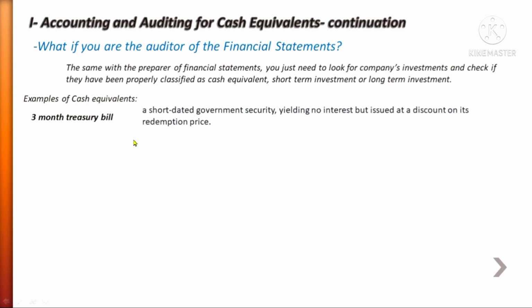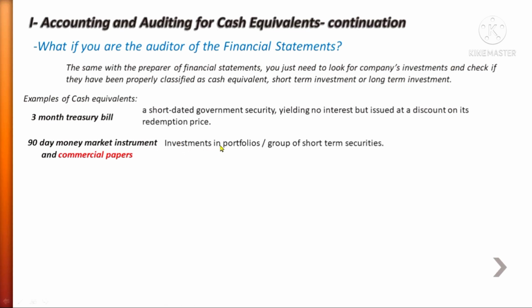So other types of examples of cash equivalents are the 90-day money market instrument and commercial papers, with emphasis again on 90 days. The money market instruments are investments in portfolios or group of short-term securities, while commercial papers are short-term notes payable or promissory notes issued by a large company or large companies.